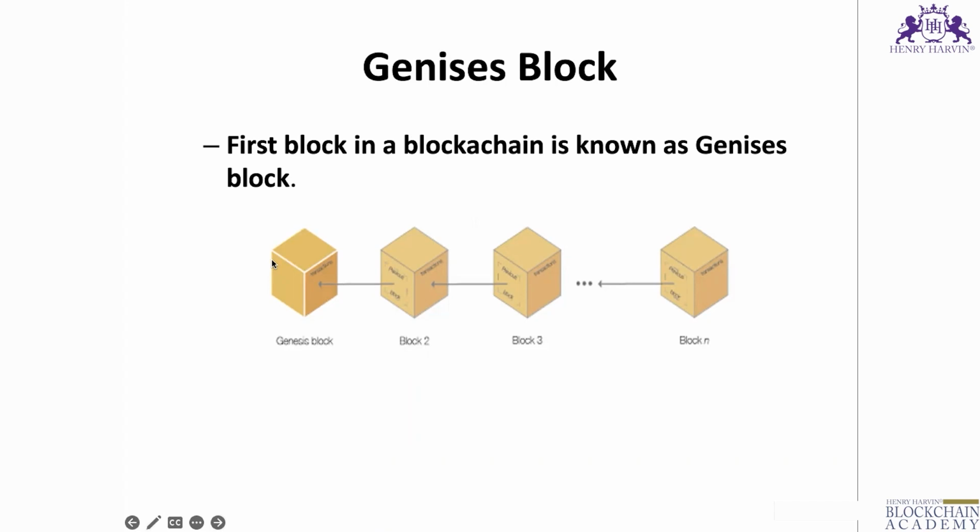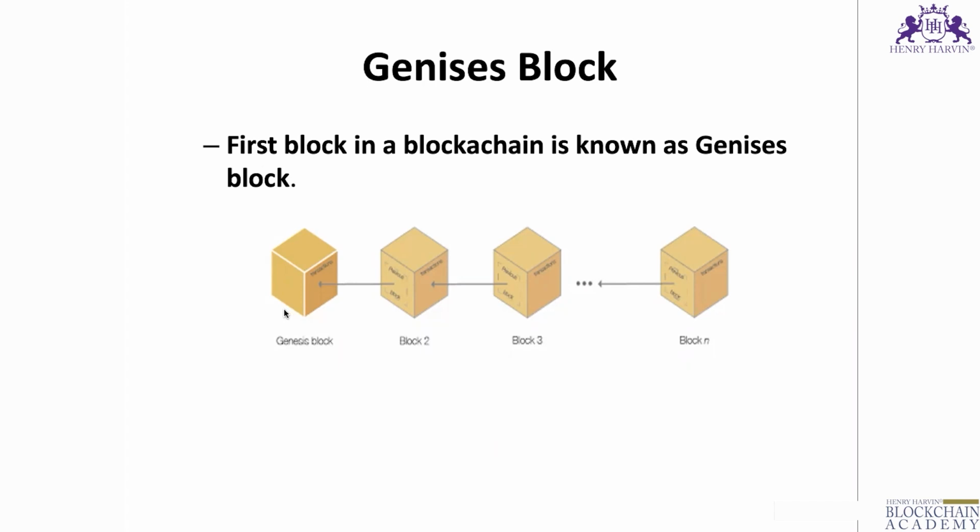And that block is called the Genesis block. Till now, a fresh new blockchain has been created. Till now, no transaction has been done on that blockchain. So only one block is there, and that is called the Genesis block. This Genesis block doesn't have any previous block. The first block in the blockchain is called the Genesis block.